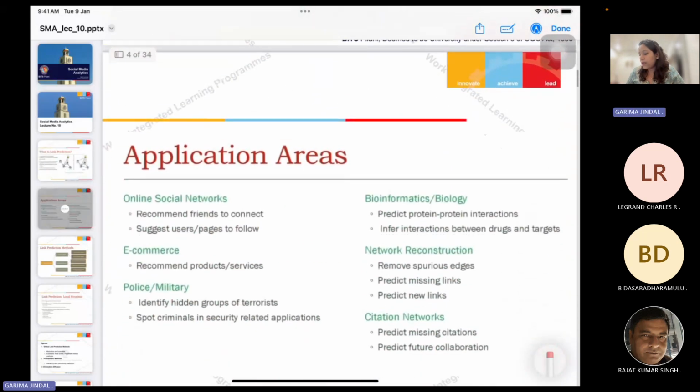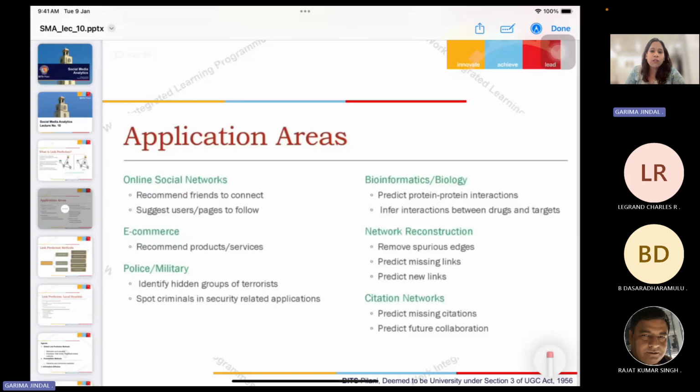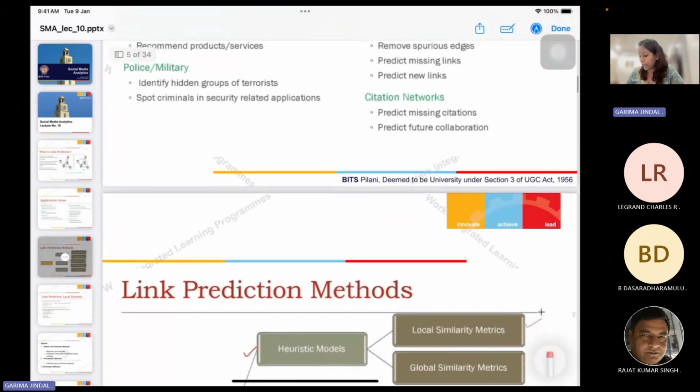After that, we also saw that the link prediction problem has a lot of applications, starting from the recommendation of friends, then the recommendation of products, then the reconstruction of networks. So link prediction has applications in all sorts of areas.